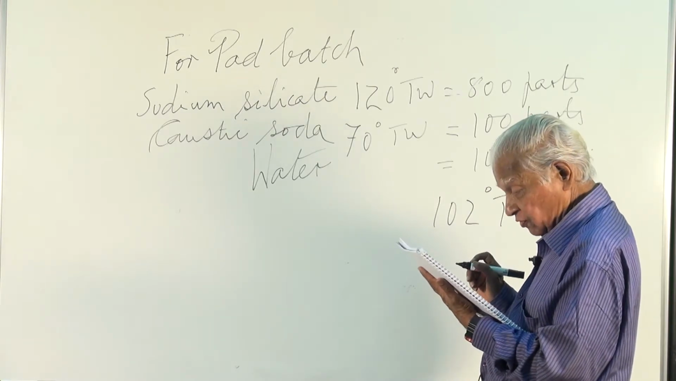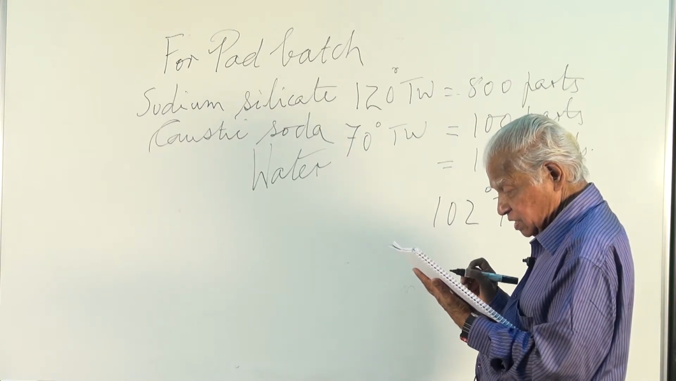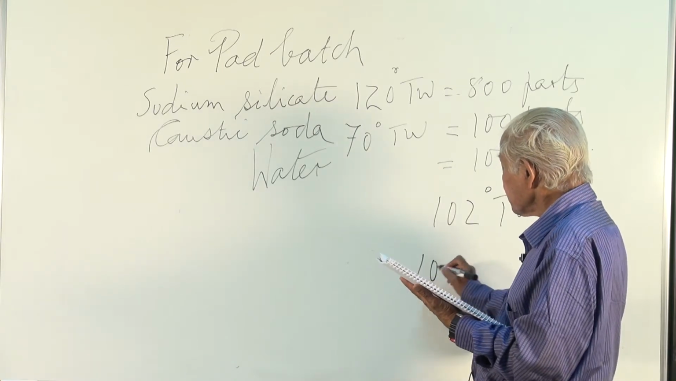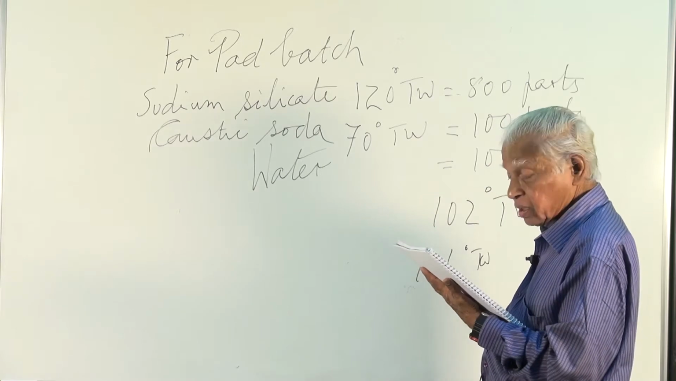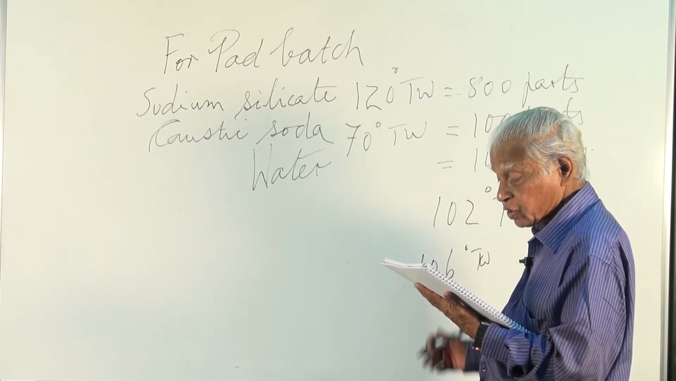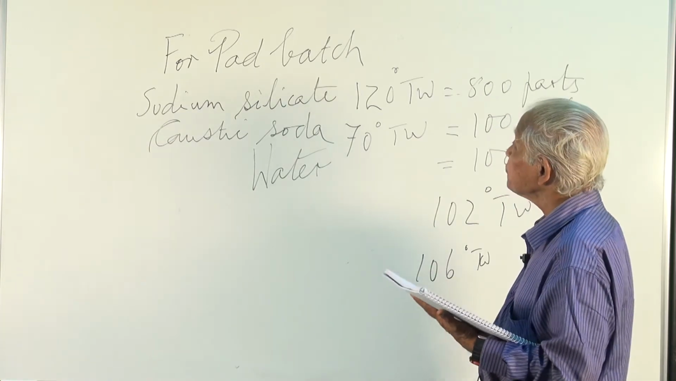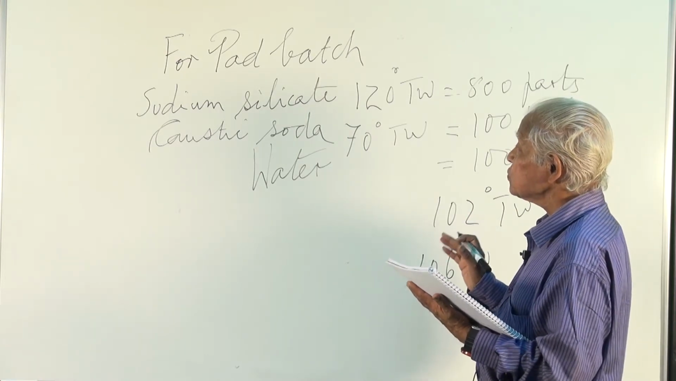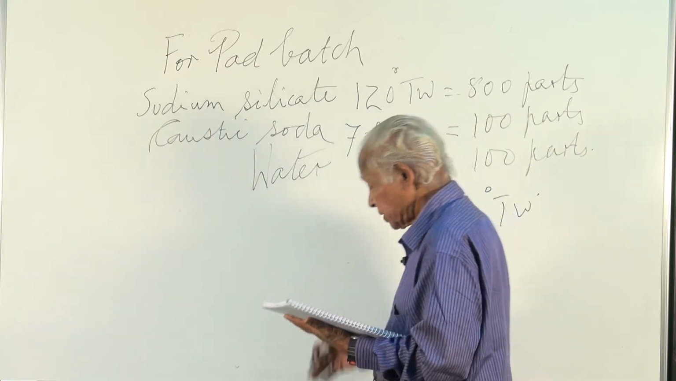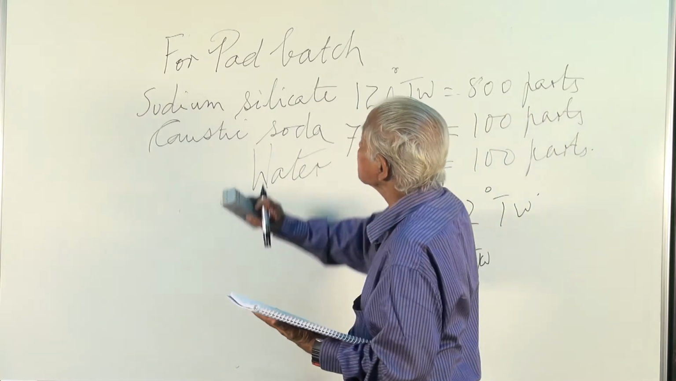For pad shock fixation, sodium silicate is made up to 106 degree twaddle and boiled. The printed cloth is padded through the boiling silicate solution and washed and soaped. So these are all the particulars for printing the fabric using these reactive dyes. Now we shall deal with the printing using vat dyes.